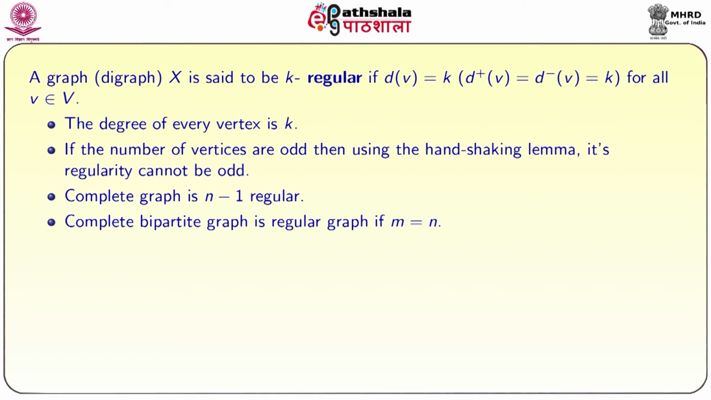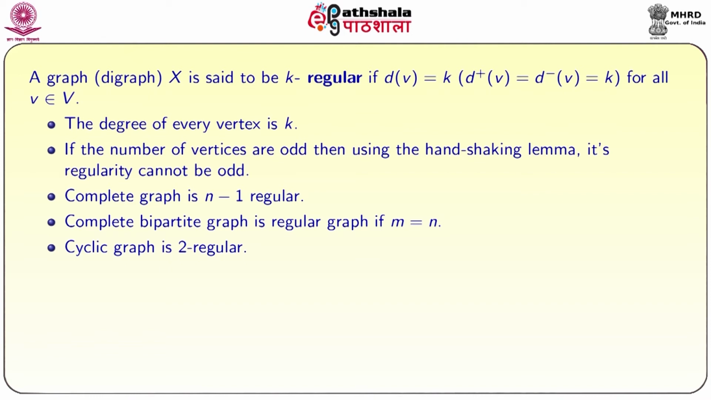The complete bipartite graph is regular only if m equals n. It is because we know that the degree of each vertex in V1 is n and the degree of each vertex in V2 is m. So it is going to be regular only if m equals n.